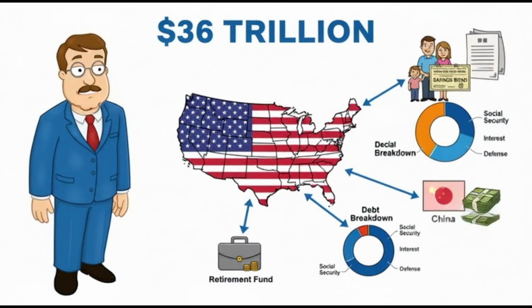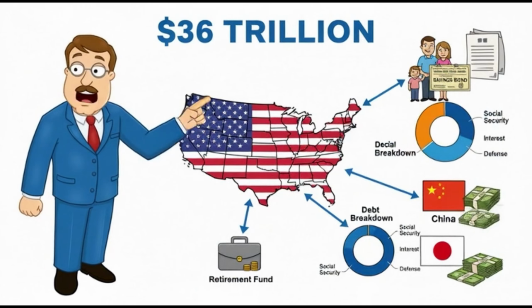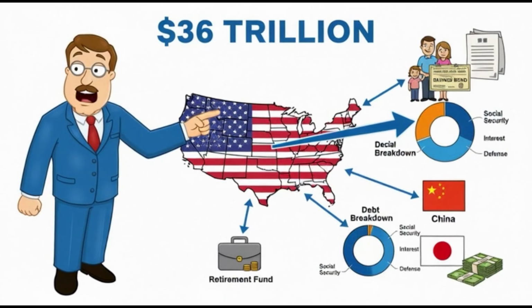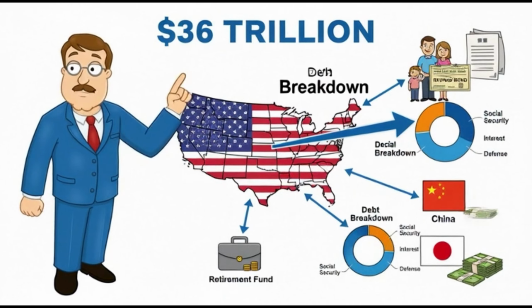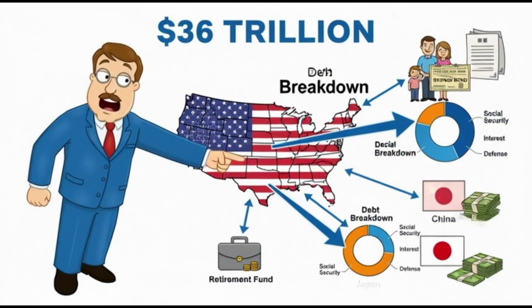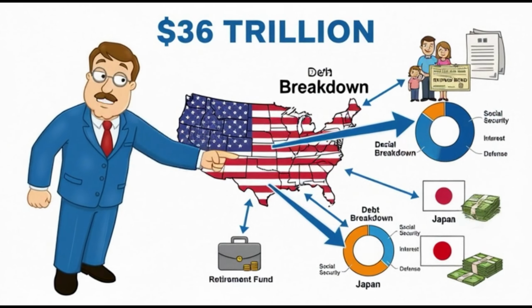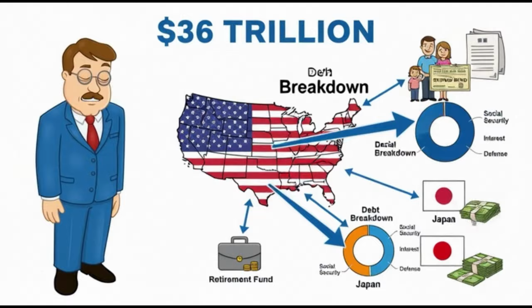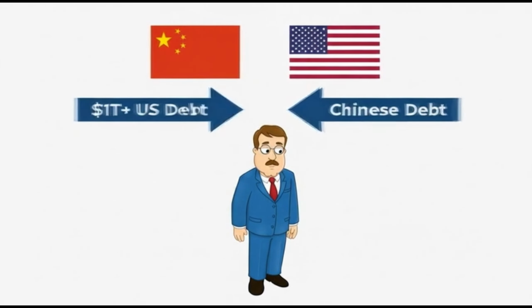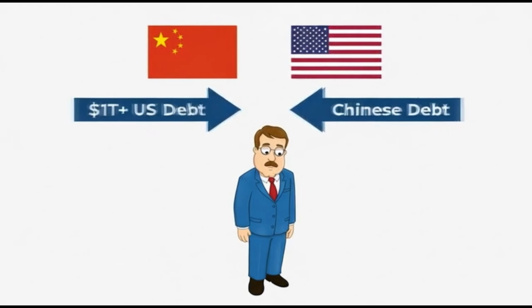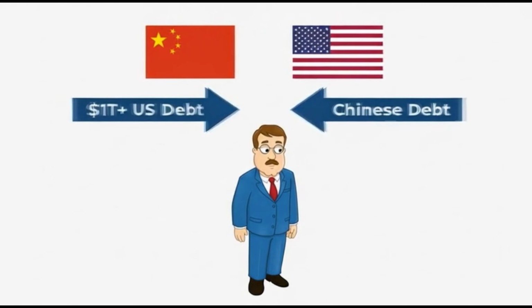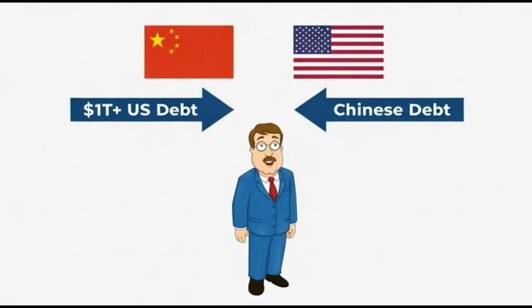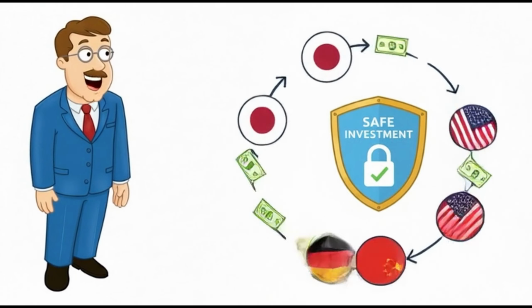Therefore, when the United States carries $36 trillion in debt, those funds are owed to American people possessing savings bonds, to China possessing treasury bonds, to Japan, to financial organizations handling pension portfolios. China possesses more than $1 trillion of American debt. Yet the United States similarly possesses Chinese debt. Nations continuously loan to one another.